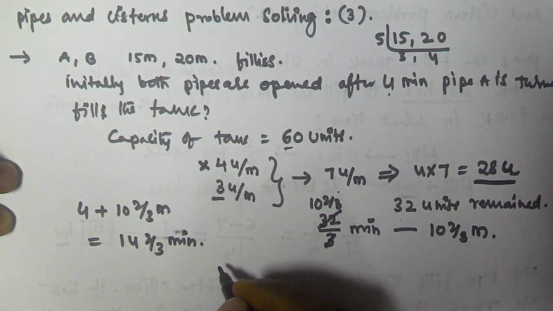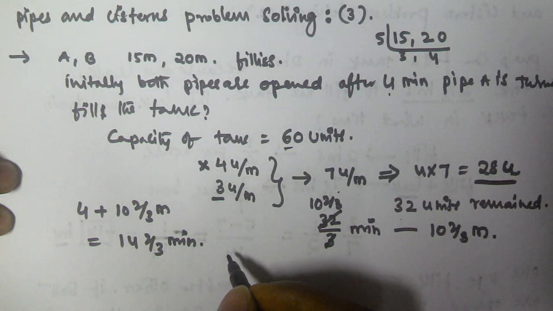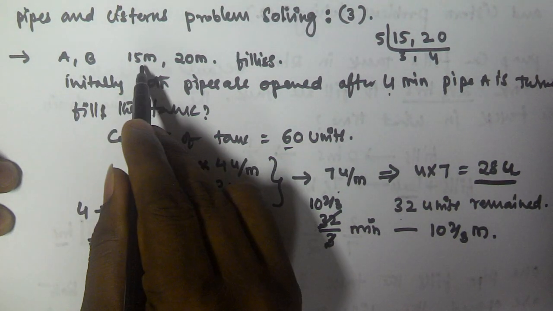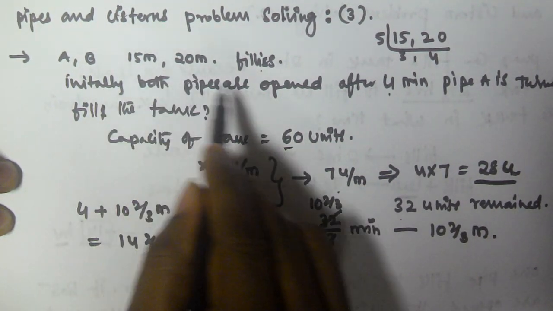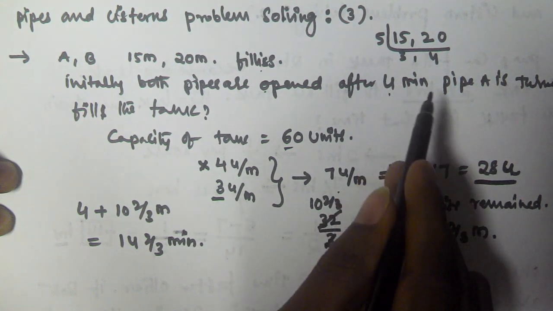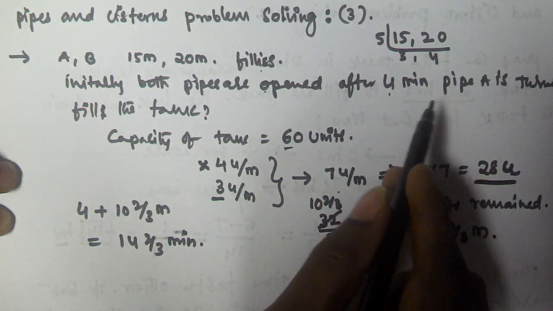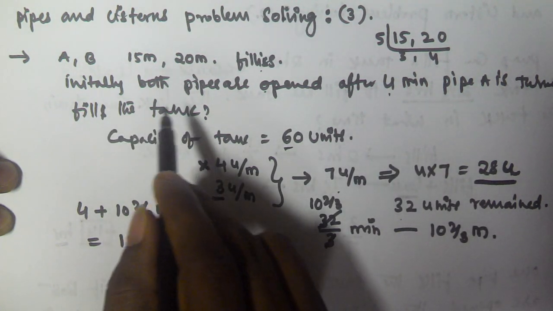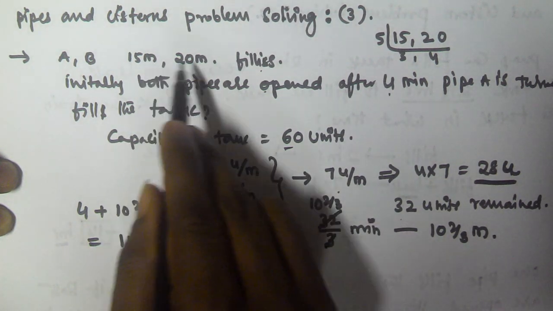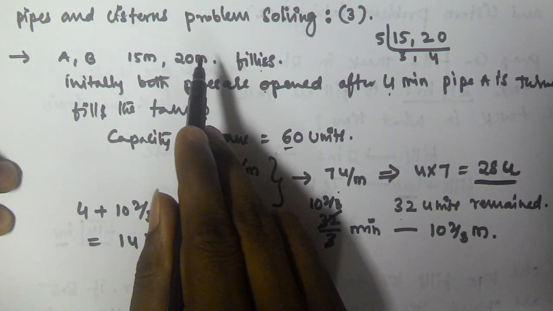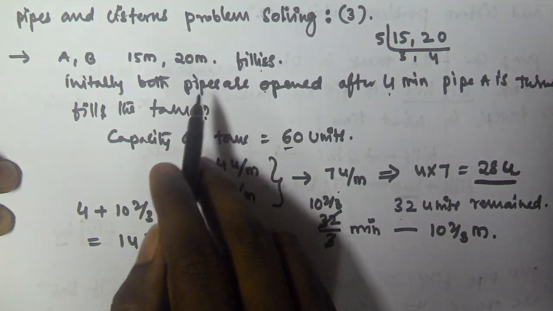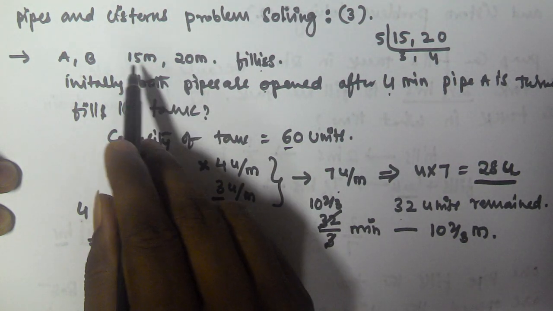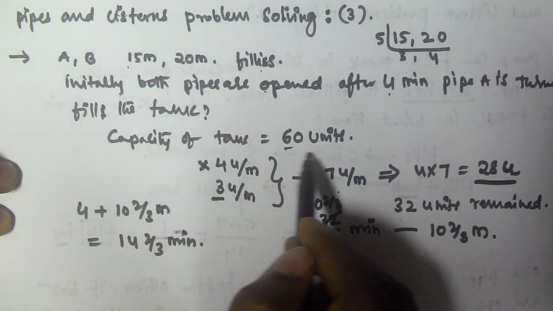I will repeat once again. Pipe A is taking 15 minutes to fill the tank and B is taking 20 minutes to fill the tank. Initially both are open. After 4 minutes pipe A is turned off. We have to find how long it will take to fill the tank. In both cases the capacity of the tank is constant, so I am taking the capacity of the tank as the LCM of 15 and 20, that is 60 units.